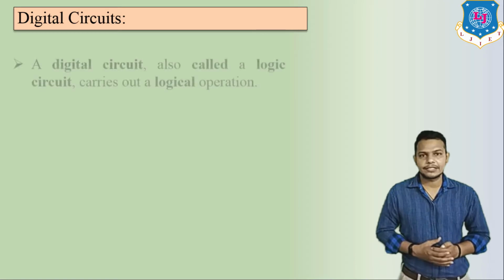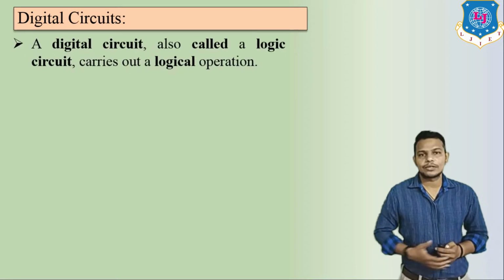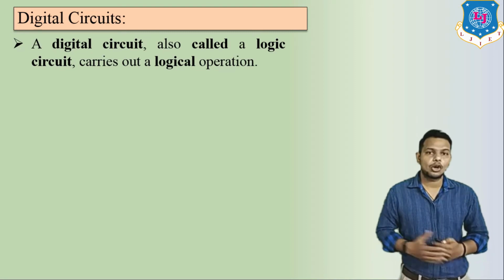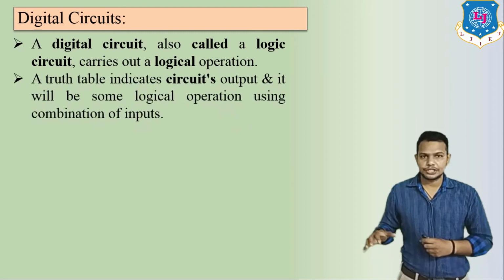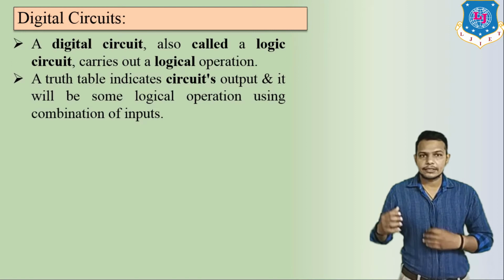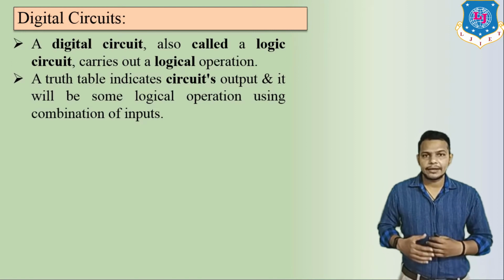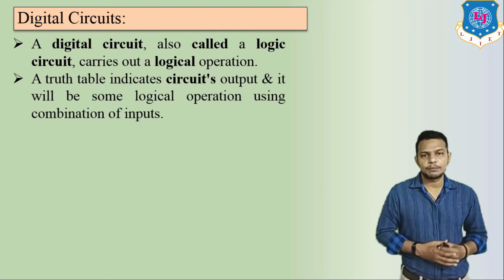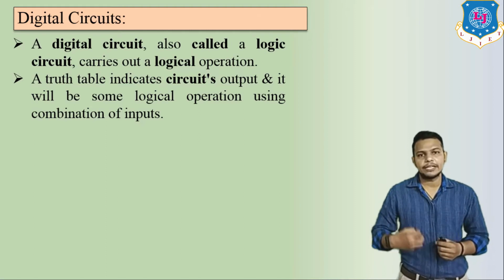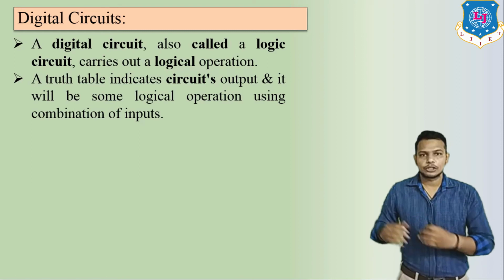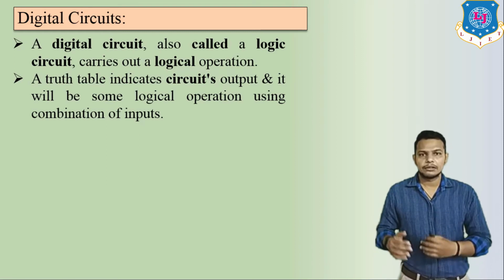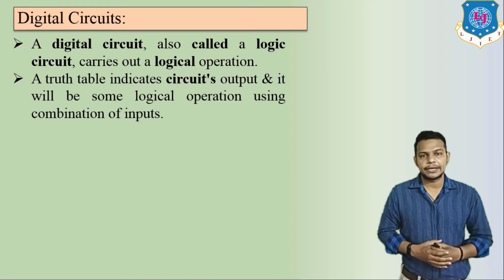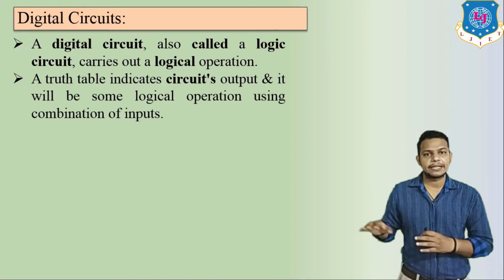Digital circuits, also known as logic circuits, carry out logical operations. A truth table indicates the circuit's output, which will be some logical operation using combinations of inputs. That means if we apply input through this truth table, we can get the appropriate output. So that is the truth table.